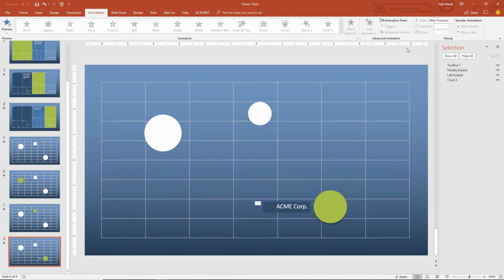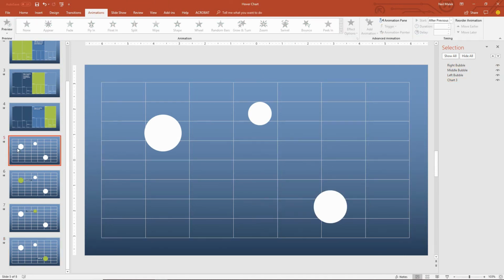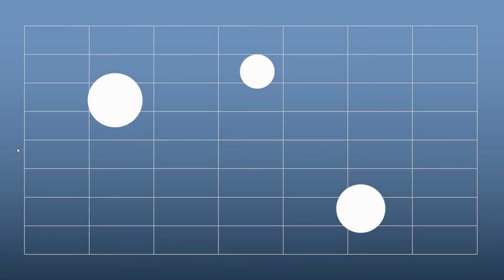And then slide number 8. Click on the text box, there it is. After previous, take 1/4 of a second. So I'll go to slide number 5 now. Hold down the Shift key and press F5 to start from our basic chart. And now any element that I want to.